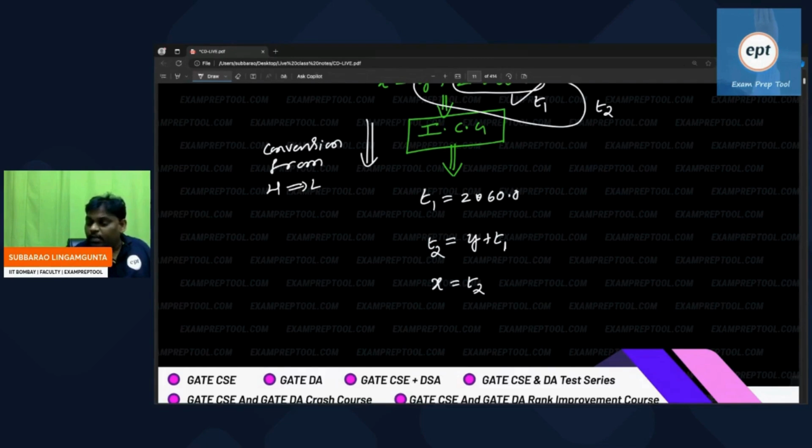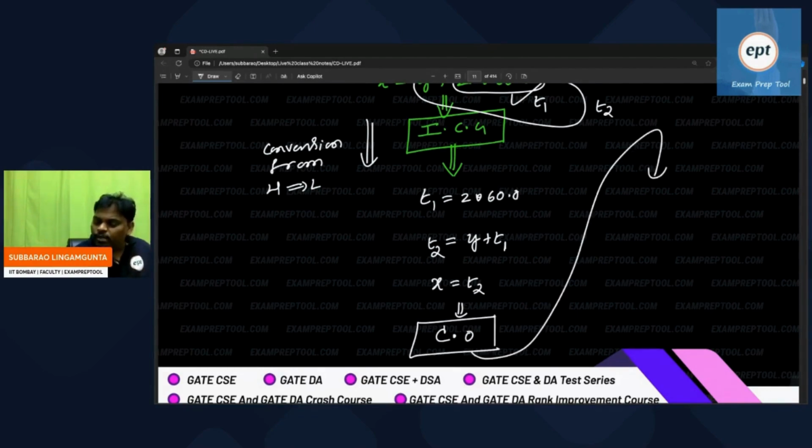This is called intermediate code generation. This will be input to code optimization. If possible, minimize. Some people are asking, sir, how will you minimize? Very simple. See this one: T1 is equal to Z into 60.0. First do multiplication. Okay, I did the multiplication. With that multiplication answer, Y plus T1. Adding Y plus T1 goes to T2. That T2 goes to X.